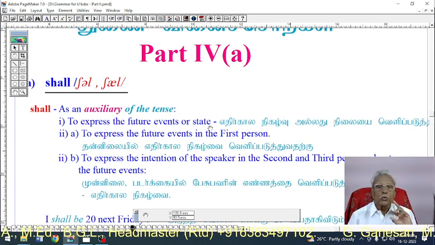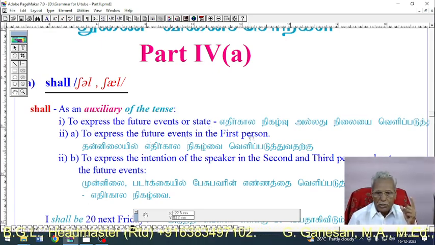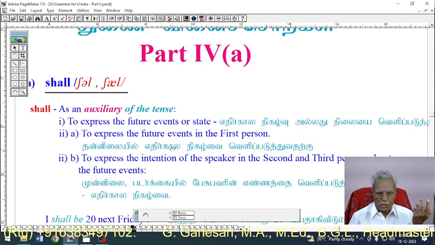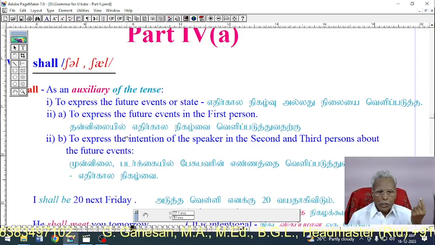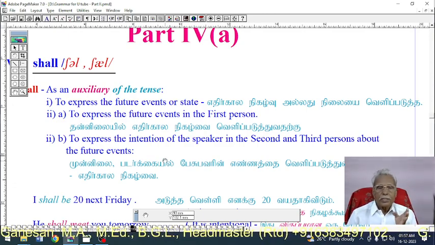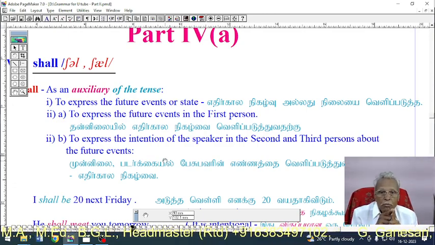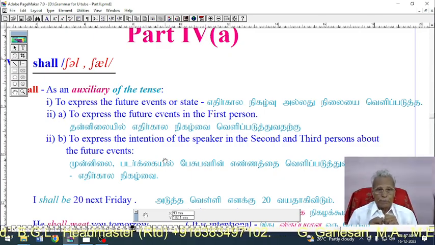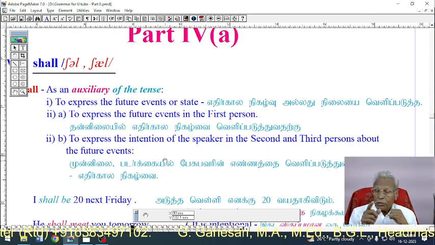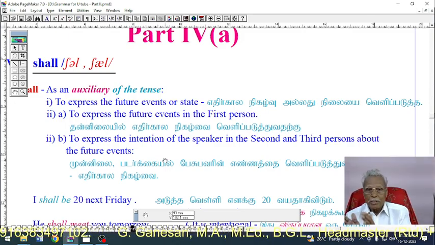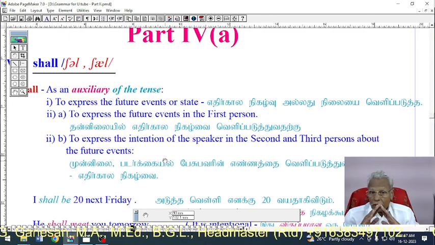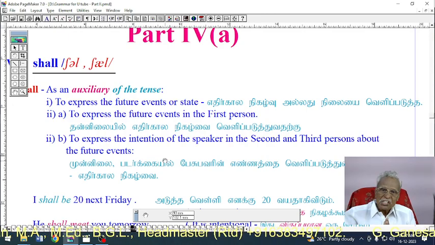Then we classify it in 2 kinds. To express the future events in the first person, that is, to express the normal future events. And to express the intention of the speaker in the second and third person about the future events. That is, shall functions in 2 ways. When it is used in the first person, it represents the future events. But when it is used in the second and third person, it denotes the intention of the speaker.